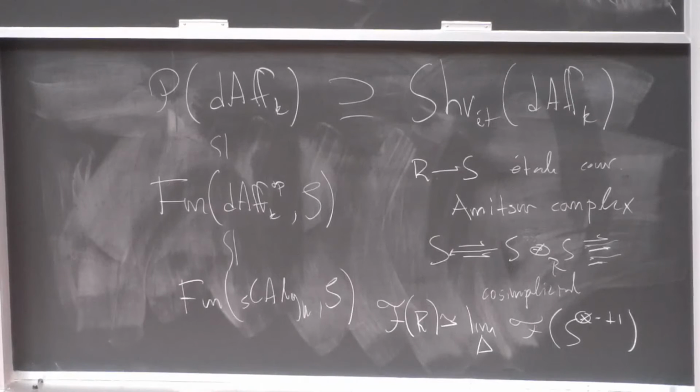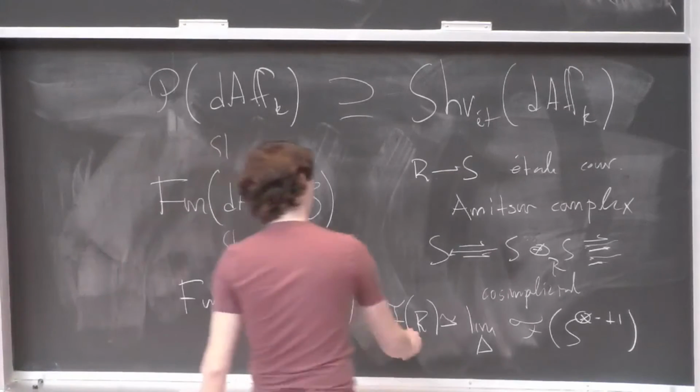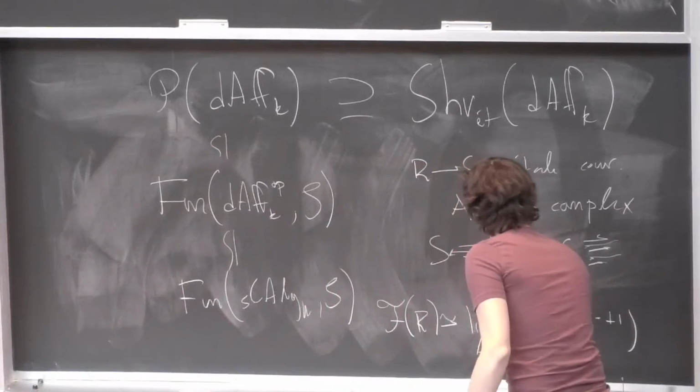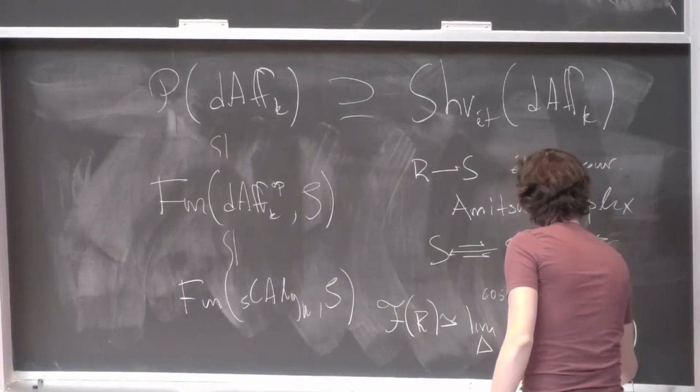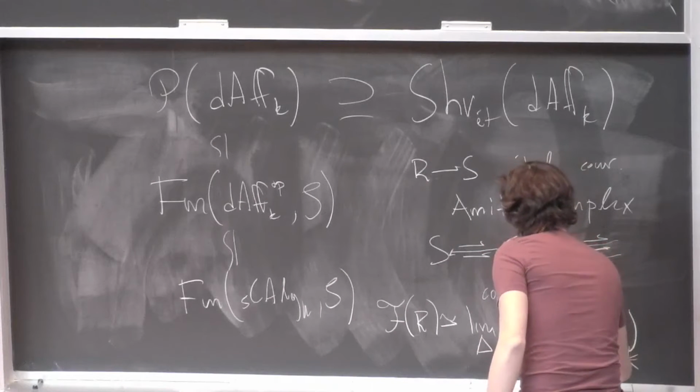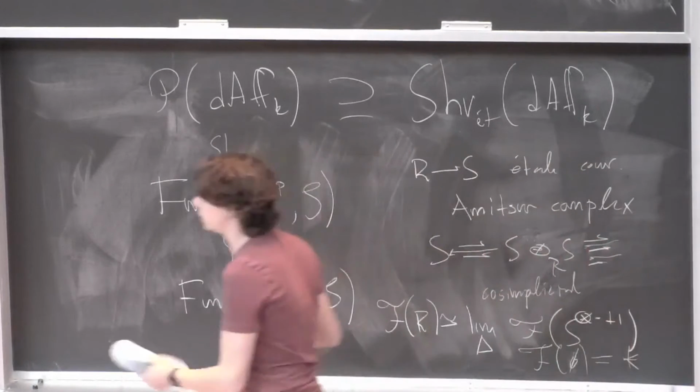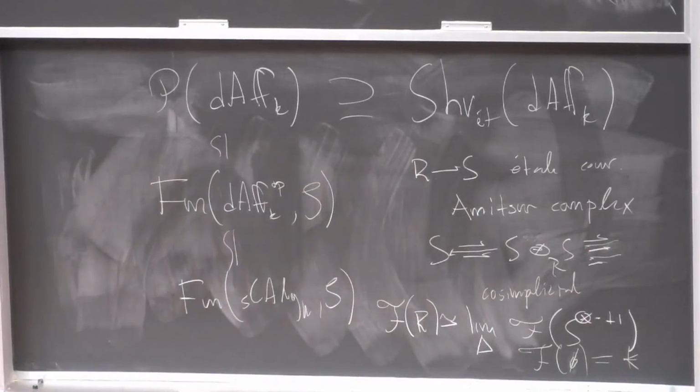Yeah, so do I want to just say that f of, like, okay. F of the empty set is a point. Yeah, right, I think you're right. In this context, I should probably say that.